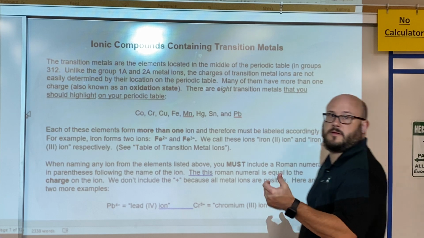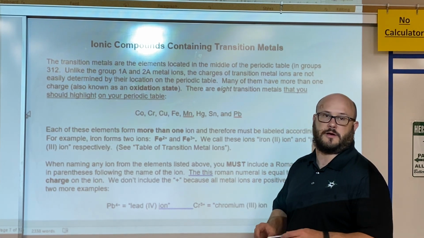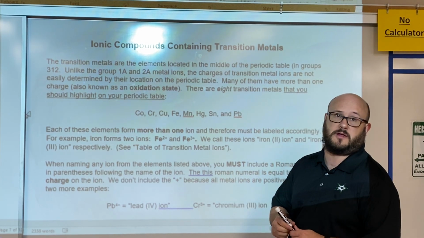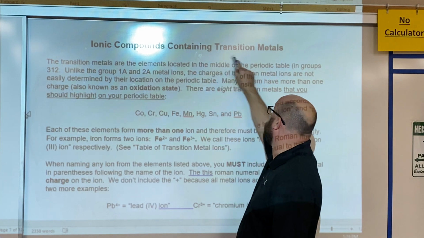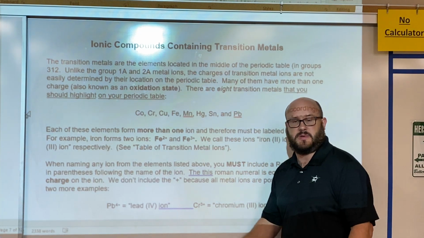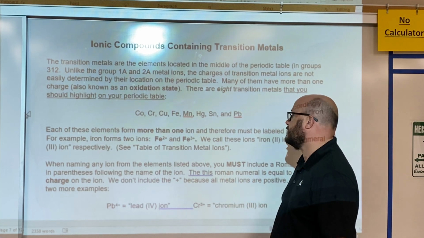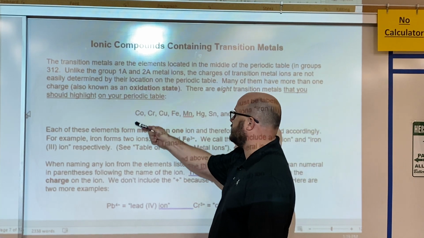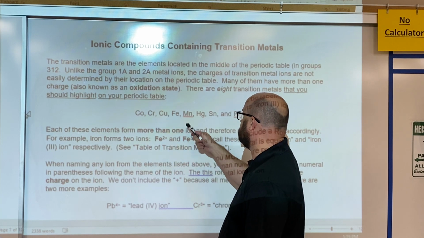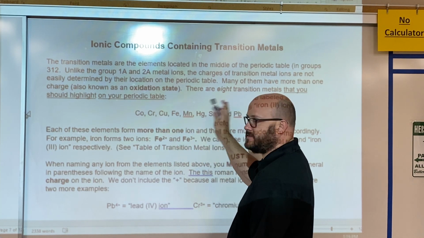Hey class, this is the second video of our ionic bonding chapter, and this is going to be talking about ionic compounds containing transition metals. Those metals located within groups 3 to 12 on the periodic table. Things like cobalt, chromium, copper, iron, manganese, and so forth.